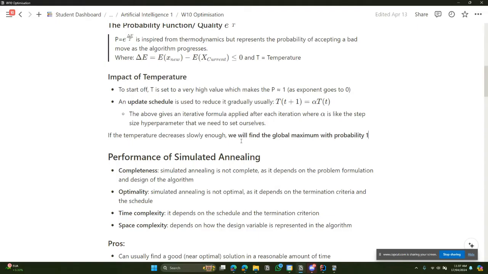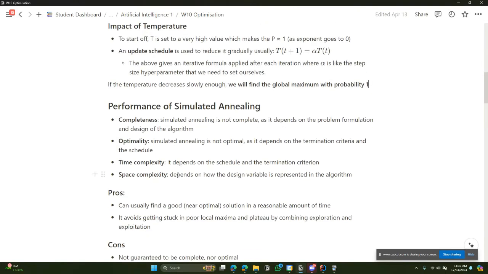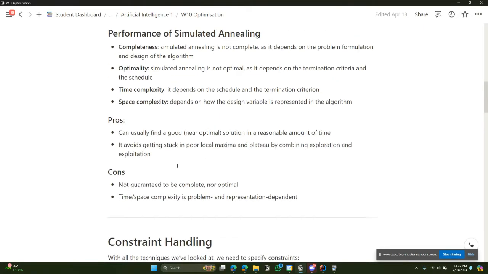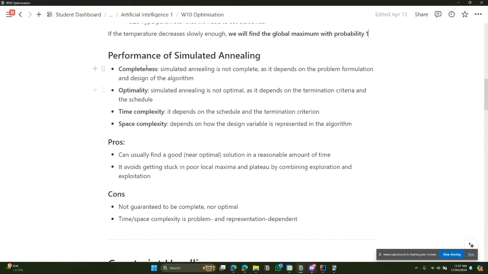Good, cool. So now, as we have done with all of them, let's look at the performance of simulated annealing. So in terms of performance, we look at completeness, optimality, time complexity, and space complexity, as we have done for all of the algorithms we've looked at so far. So in terms of completeness, it's not complete, unfortunately. Yeah, I know, bummer. You thought it was a great algorithm. You thought you couldn't go wrong with this one, but yeah, it's not complete.